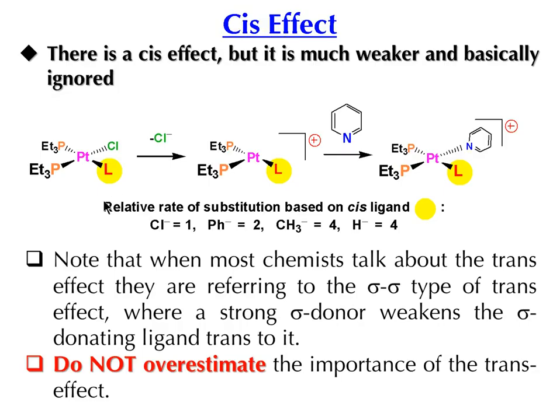The cis effect is less important than the trans effect. In this example, L is a sigma donor, which is cis to Cl-. So L is a stronger sigma donor than Cl, so it will affect the stability of the platinum-Cl bond, and Cl- will be dissociated easily. But this effect is not so important.